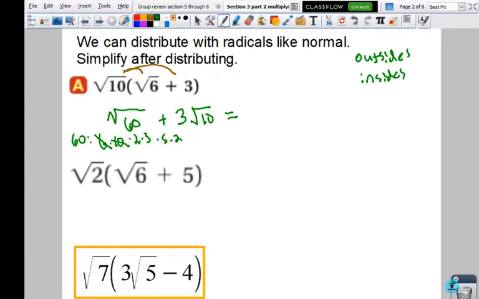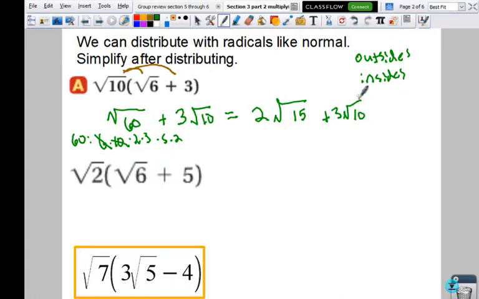Okay, what's going to get kicked out? 2's get kicked out, right? So 2 got kicked out, and I've got 3 and a 5 left over, which is 15, right? Plus 3 square root of 10.